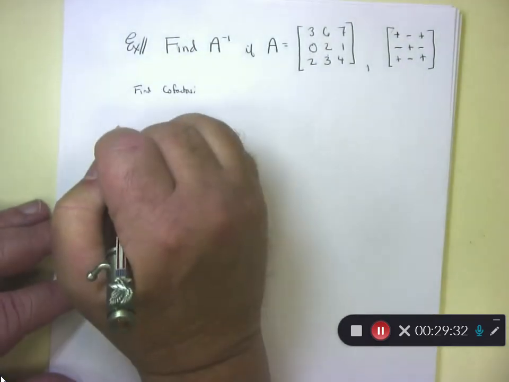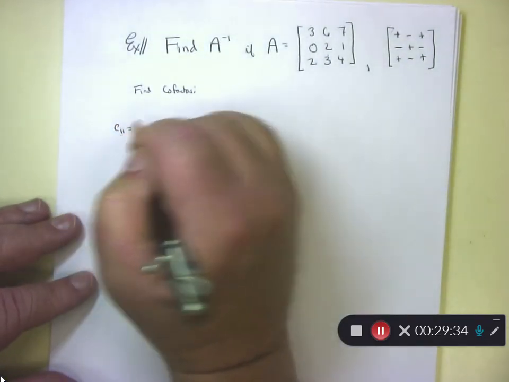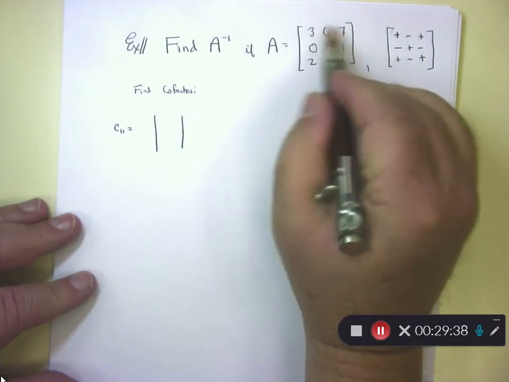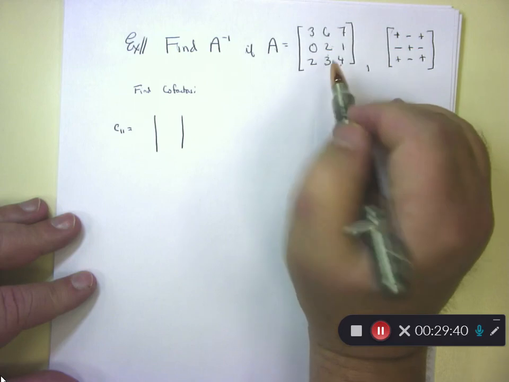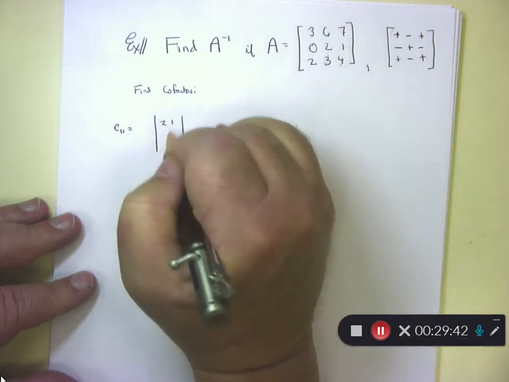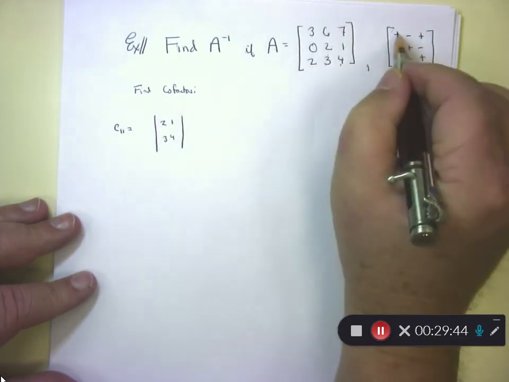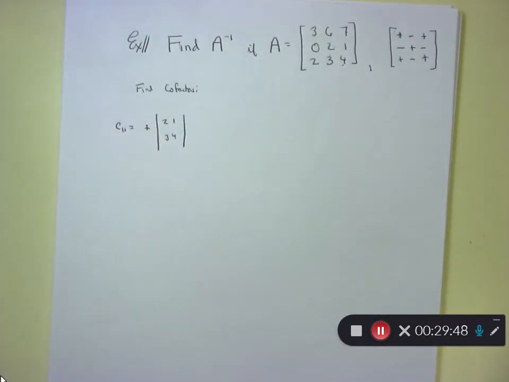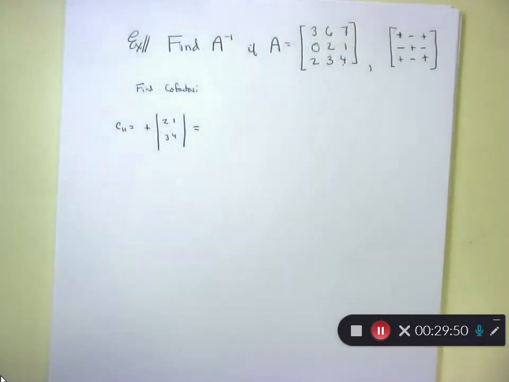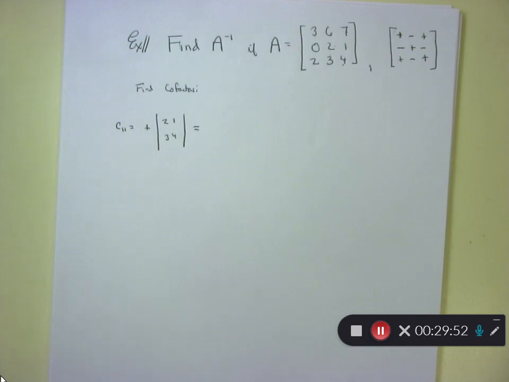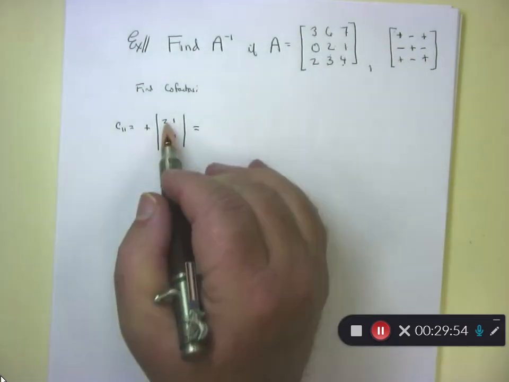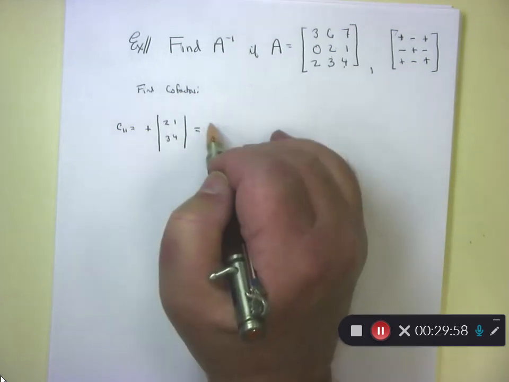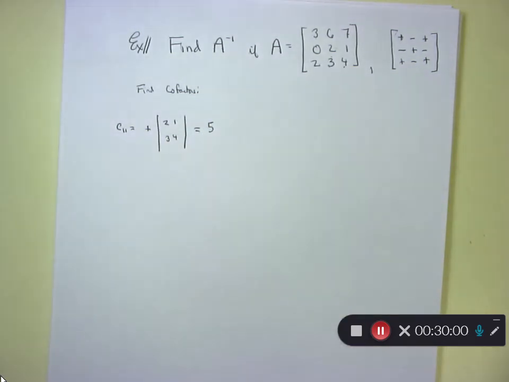So, what is C11? First row, first column, knock it out: 2, 1, 3, 4, and it has a sign plus. I'm not going to write out everything for you guys. We can take the determinant. 2 times 4 is 8, minus 1 times 3 is 3, 8 minus 3 is 5, and it's plus 5.